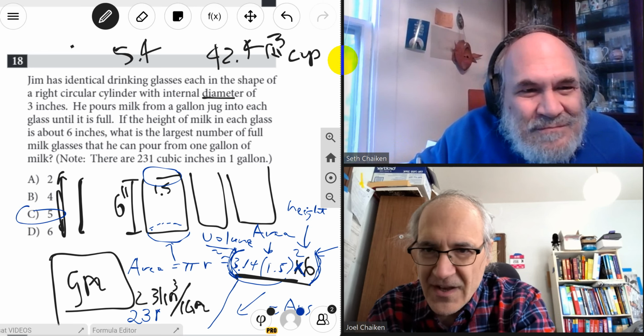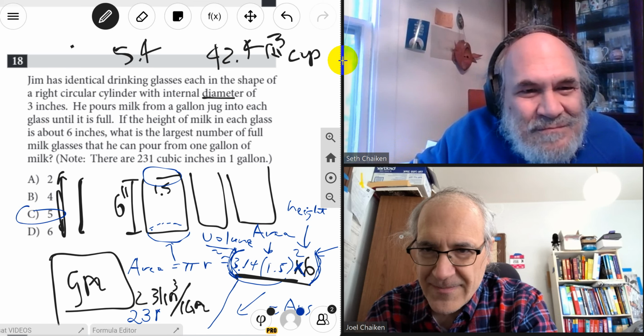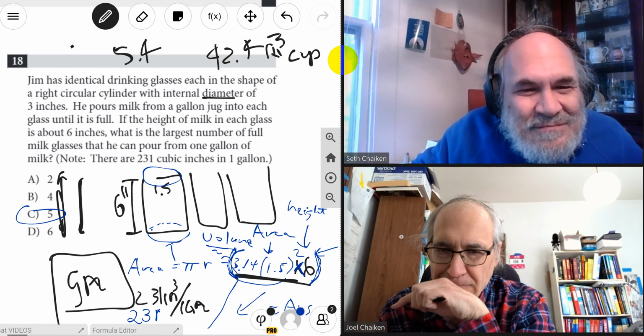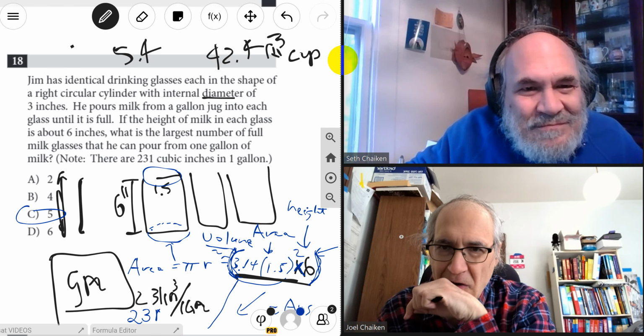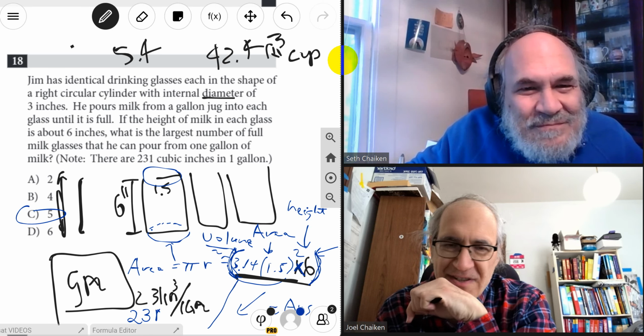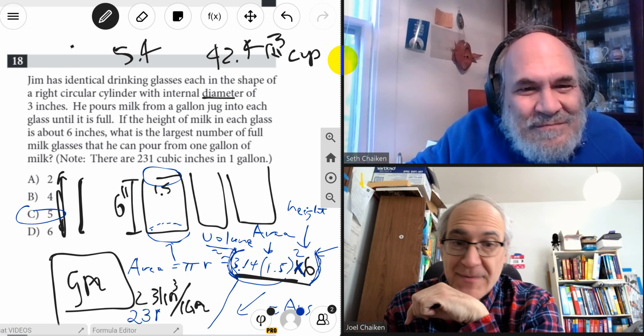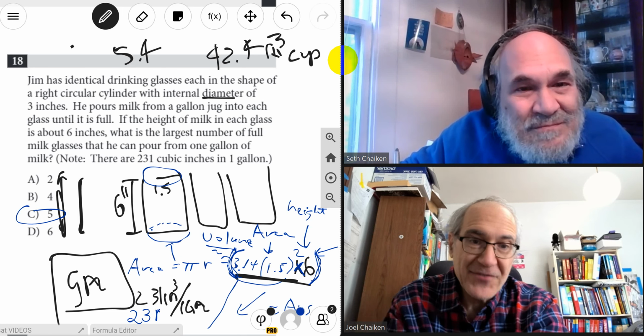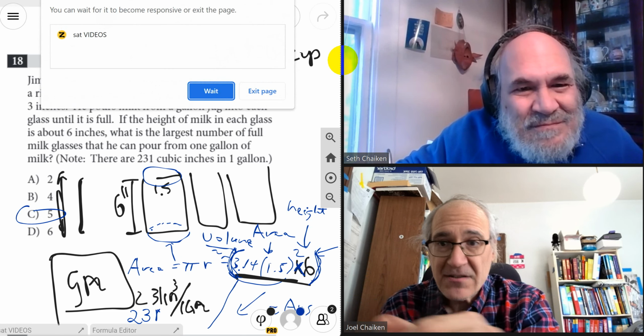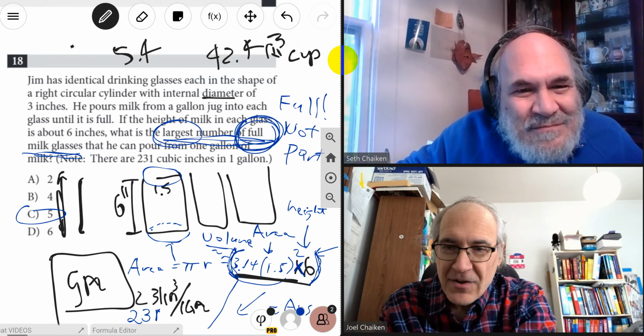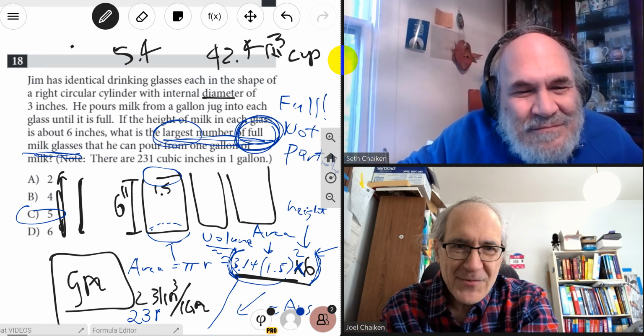If the height of the milk in each glass is about 6 inches, what is the largest number of full milk glasses he can pour? That's right, because if you do 6, he wouldn't be able to fill them all. So you have to go to the lower number. Sometimes you have to go to the higher number. In this case, you go to the lower number. Good teamwork, Seth.